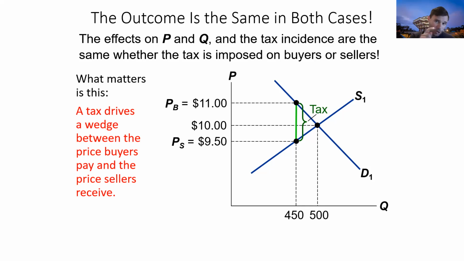Now, if it's not who we make pay the tax that defines how the burden of the tax is distributed between buyers and sellers, what does? And I'm going to argue it all goes back to elasticity.